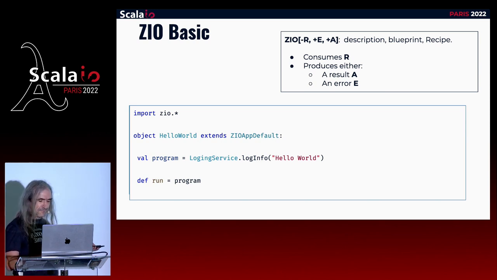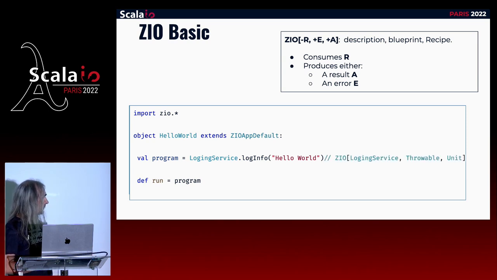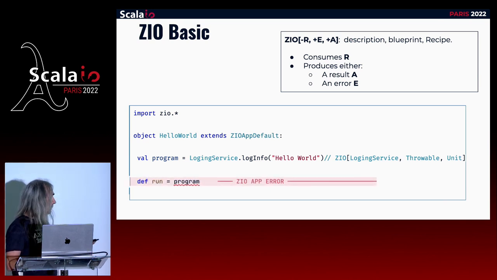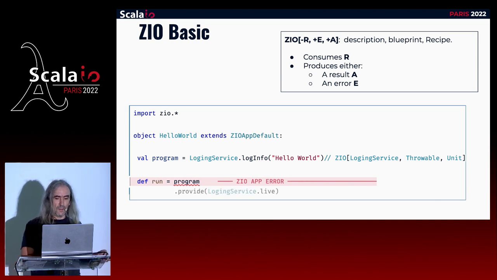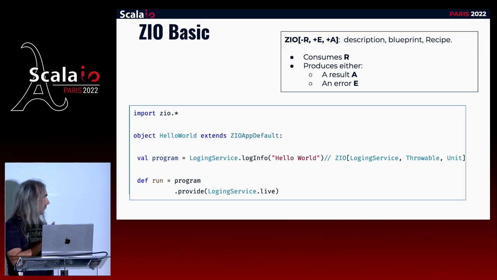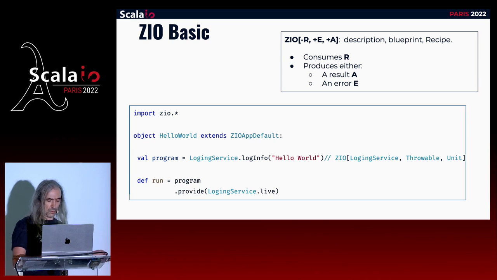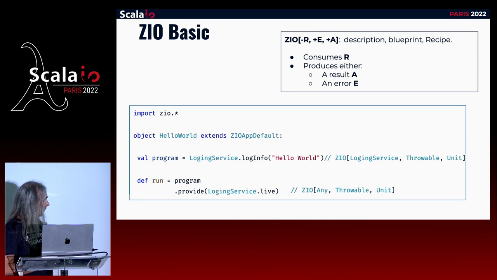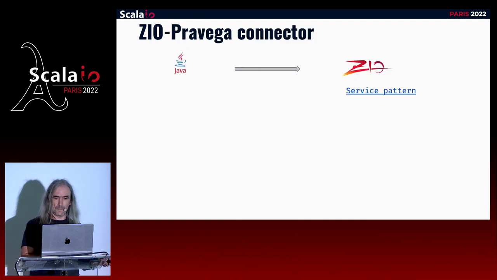You write this. It produces an effect that depends on a logging service and also may throw an exception and produce nothing. If you want to run this, it won't run because you need this dependency and you don't know how to produce it, how to retrieve it. So there is the mechanism, which I will explain after, of these layers that is able to provide this dependency. And then this is a runnable program. You can notice that when you provide your dependency, it disappears from the effect, and the effect is runnable.